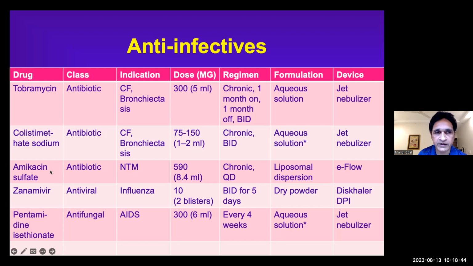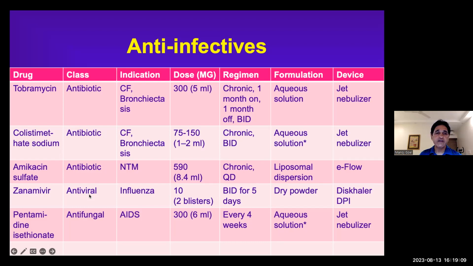Amikacin is not available in India. It's primarily used for the treatment of NTM, that is atypical mycobacteriosis, where you require a high dose of amikacin for a long period of time, maybe a year or more, which can lead to systemic toxicity. So in those cases, amikacin is used as a liposomal dispersion formulation, and the device that uses the e-Flow, which is a special device, is not available in India.